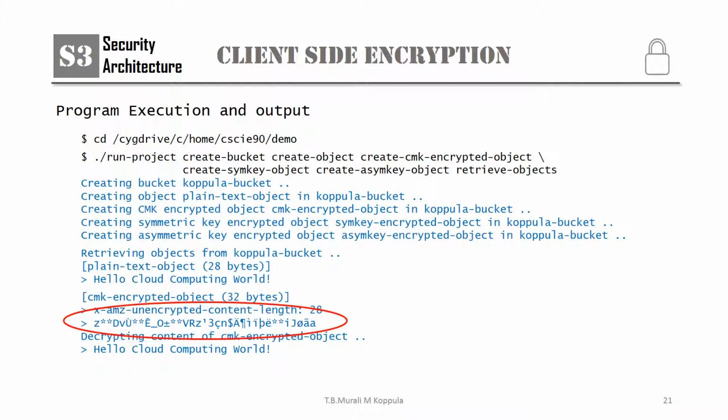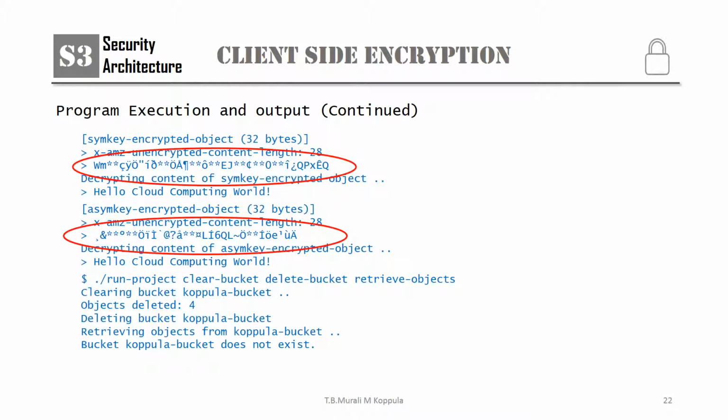The third object is encrypted using a client-side symmetric key. The program generates and uses a symmetric AES key. It is stored in a file, symmetric key. The fourth object is encrypted using a client-side asymmetric key. The program generates and uses a public and private key pair. They are stored in 2 files: public key and private key. The contents of the 3 objects in encrypted form are not readable. The non-printable characters are replaced with asterisks in these slides. The objects are decrypted upon downloading them. The last 2 actions will clear and delete the S3 bucket.